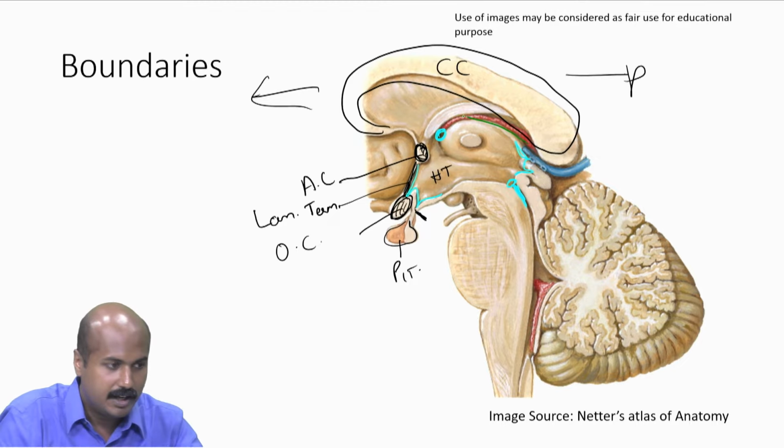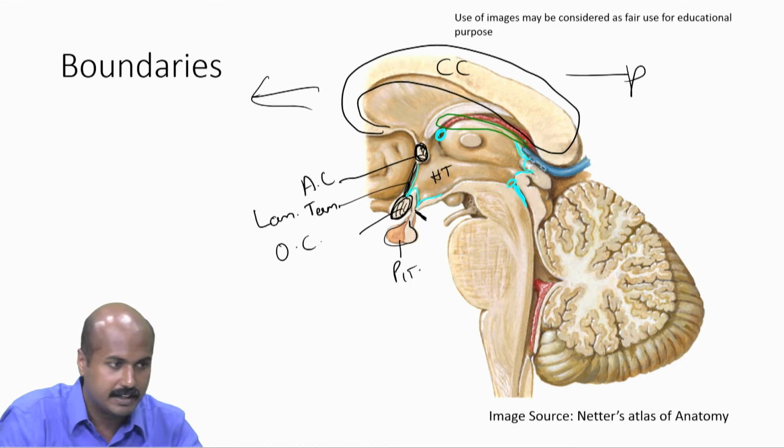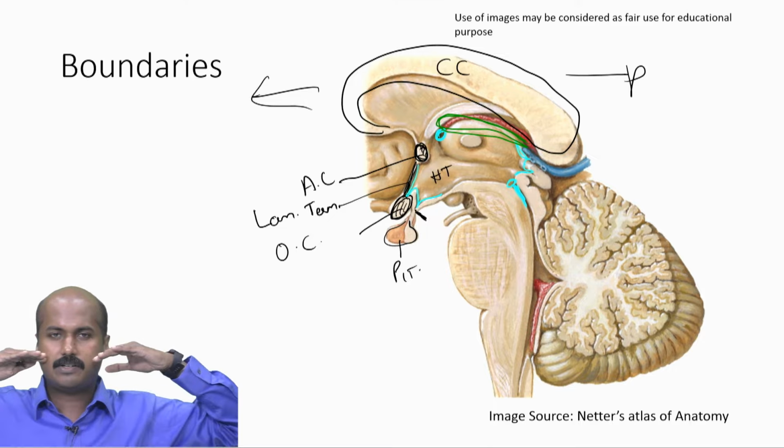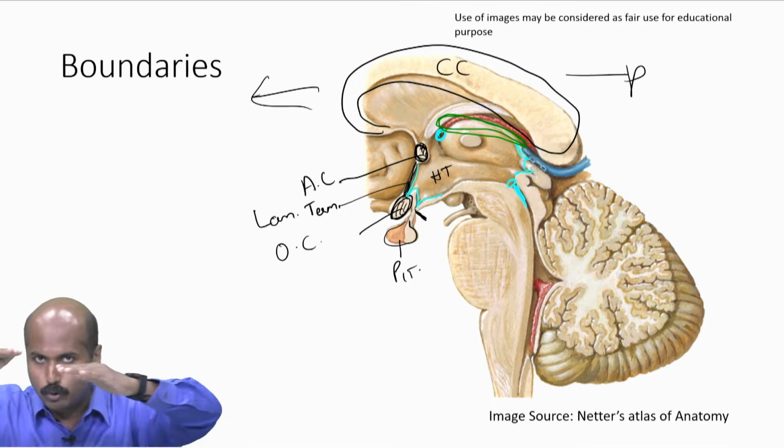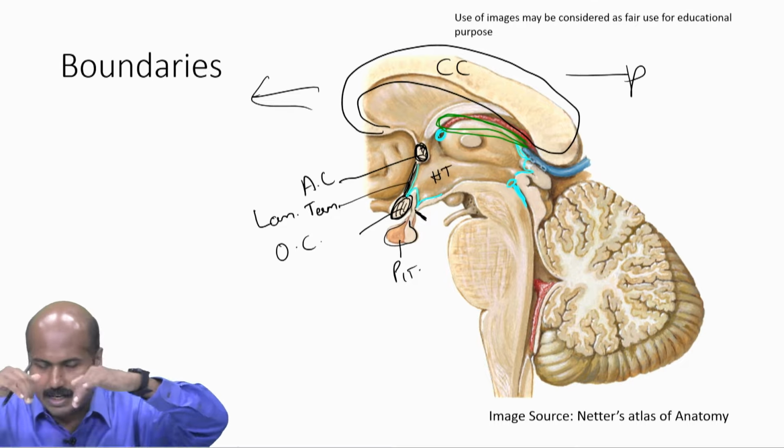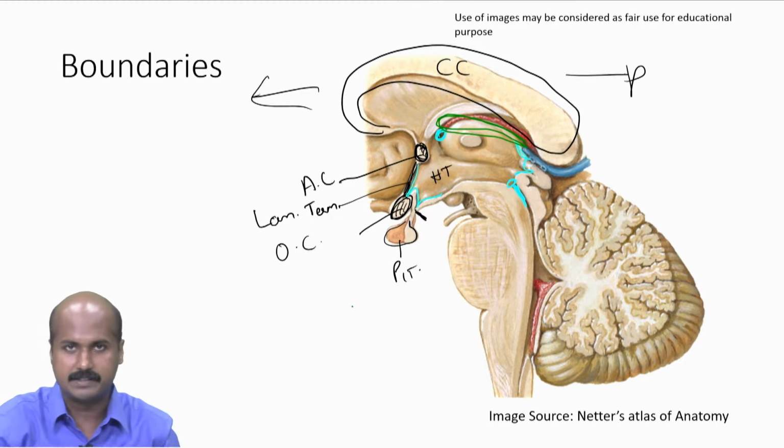One more relation that is not very clear in this picture is this: the tela choroidea of the third ventricle. What I am showing here as a green colored structure is the tela choroidea of the third ventricle. The tela choroidea is almost like a double layered sheet that extends in the roof of the third ventricle, and on that roof you have the choroid plexus of the third ventricle.